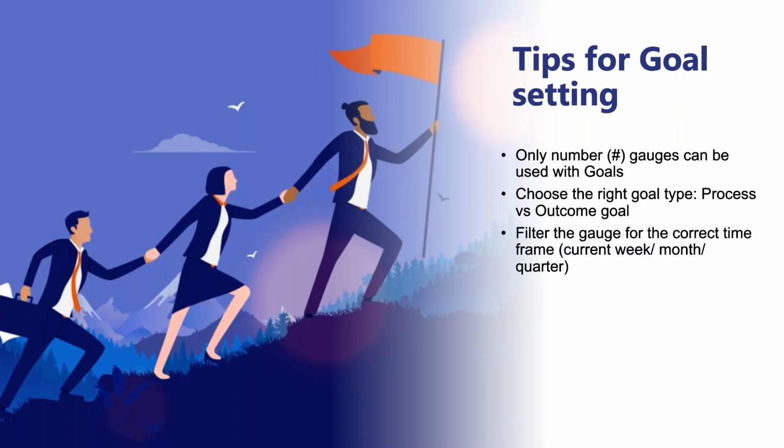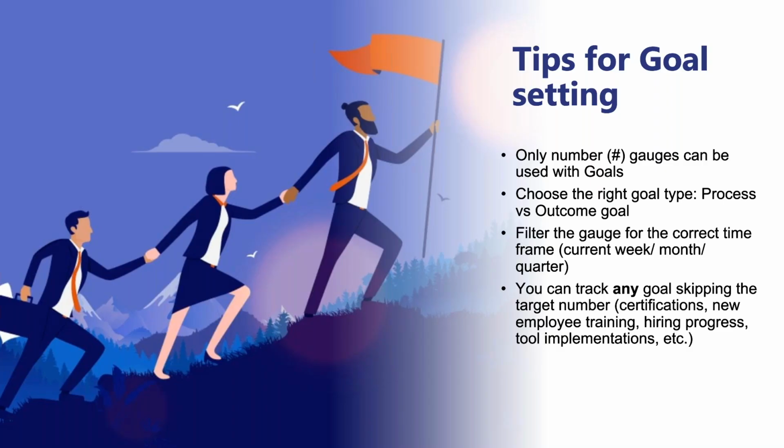Filter the gauge for the correct time frame. So yeah, it doesn't need to be weekly. The goal lists work on a weekly basis, but we actually have some goals that show numbers on a monthly and quarterly basis too. So make sure that your gauges are built to show the correct time frame.